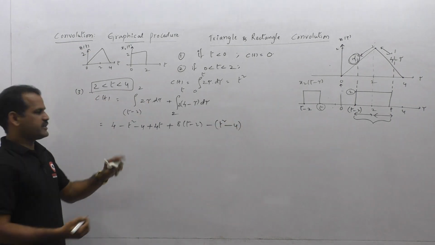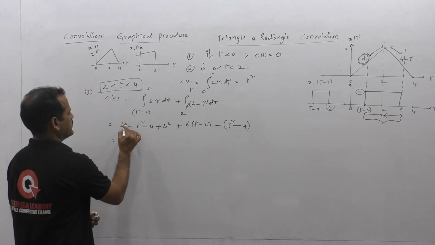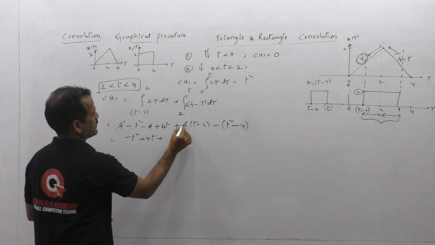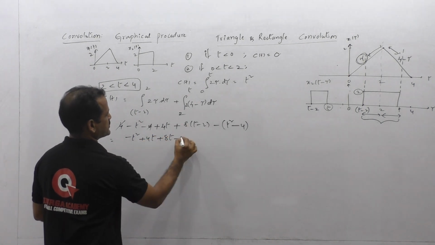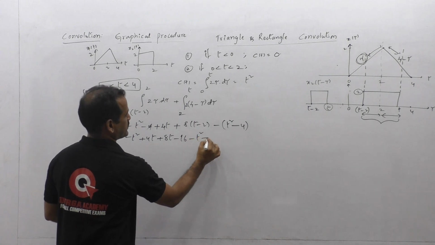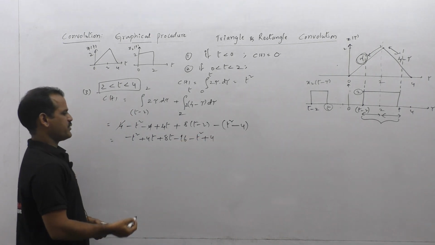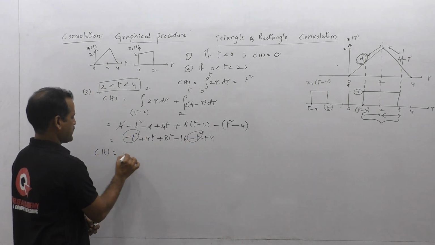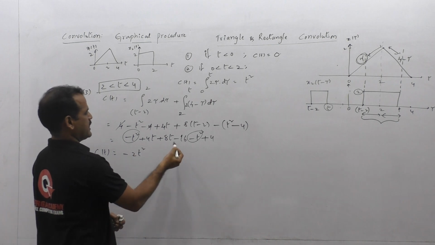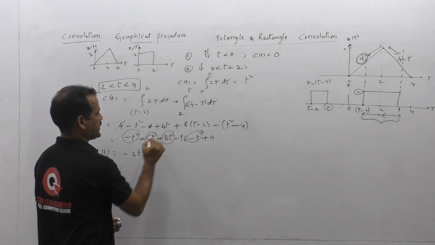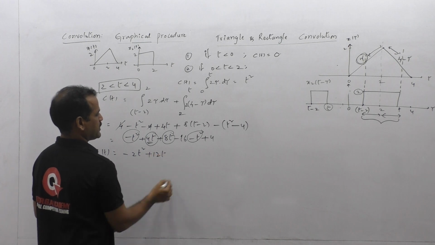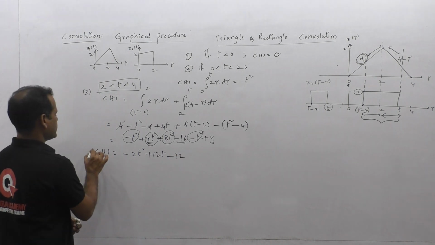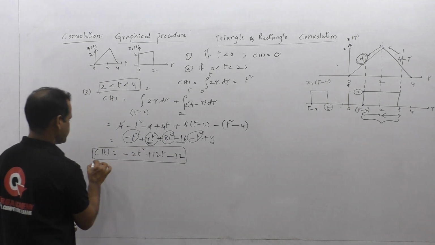Let us further simplify this equation. We are getting that 4 gets cancelled here: minus t square plus 4t plus 8t minus 16 minus t square plus 4. So further, t square, if I consider, I am getting minus 2t square, and t values, if I consider 4t, 8t, 12t, and minus 16 plus 4 means it is minus 12. This is what the C of t equation for the third step we have.